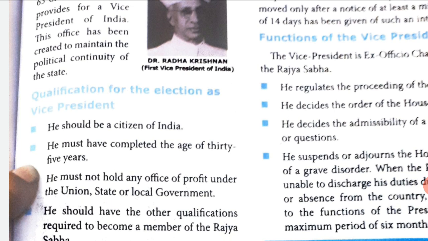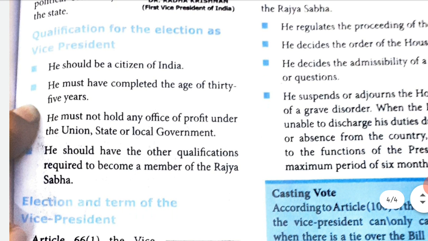He should be a citizen of India. He should have completed the age of 35 years. He must not hold any office of profit under the Union, state or local government. He should have other qualifications required to become a member of the Rajya Sabha.